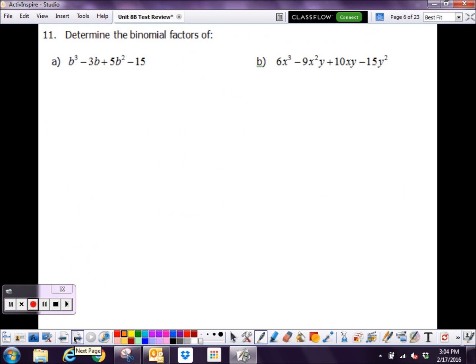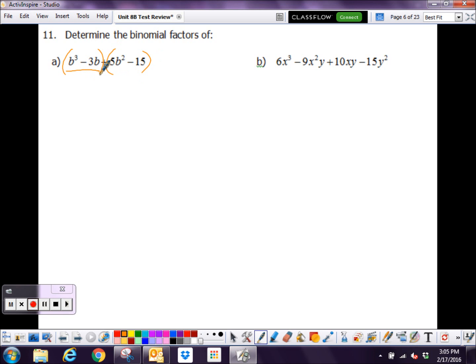All right, number 11, determine the binomial factors. Okay, that's what we've been finding on all of these, the binomial factors. But notice now we have 4 terms. Well, how do we factor something with 4 terms? We group. Okay, so I'm going to group the first 2 terms together and the last 2 terms together.